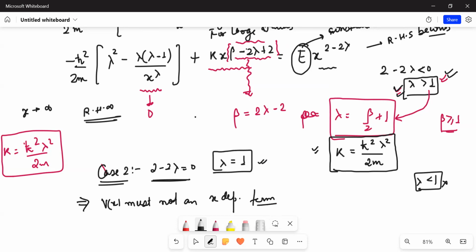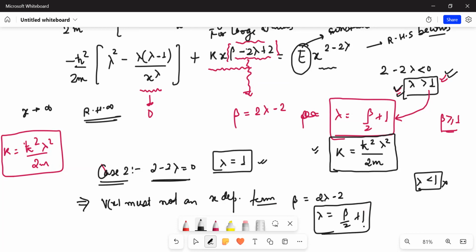because if there is an x dependent term, this will somehow go to 0 only, because as x tends to infinity, this will go to 0, right? If lambda is equal to 1, this goes to 0. There is a constant here. So understand that there should not be an x dependent term. So that implies beta should be equal to what? 2 lambda minus 1. Or in other words, lambda should be equal to beta by 2 plus 1. Here also you'll get the same result.